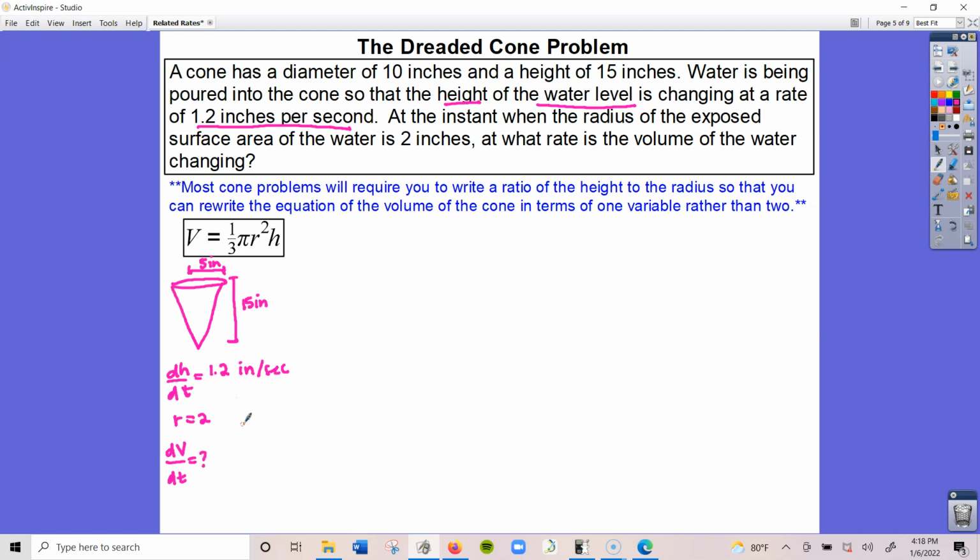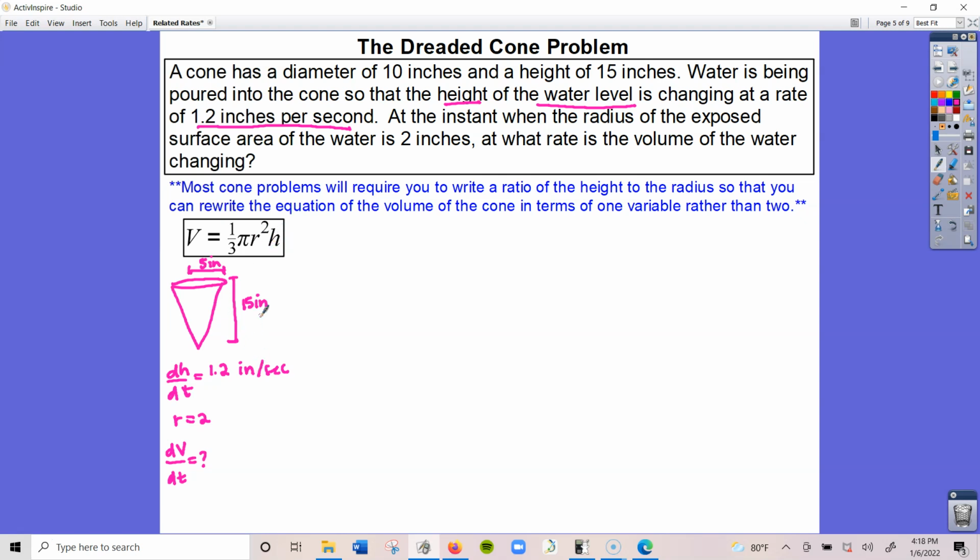Now, how am I going to go about solving this problem? Let's look at the equation for the volume of a cone. It's V equals 1/3 pi r squared h. If I was going to differentiate this just as is, r and h are both not constants, so we would have to use the product rule like we did earlier in the lesson.